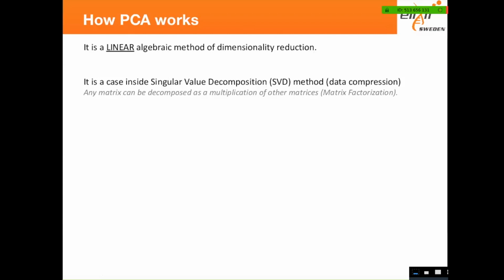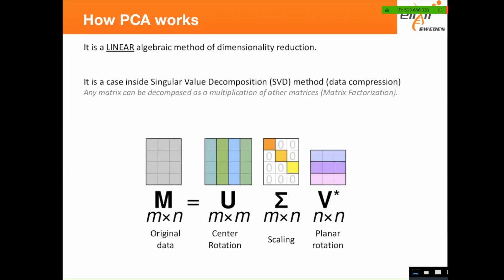It's a linear algebraic method for dimensionality reduction. It's a case within the singular value decomposition method that is used for data compression. And it says that any matrix can be decomposed as a multiplication of other matrices. In other words, this is eigenvalue decomposition. That's one of the tricks of PCA. So let's visualize that a little bit.